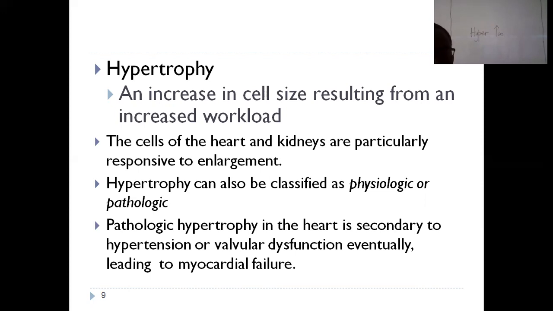Now, pathologic hypertrophy is usually secondary to things like hypertension and valvular dysfunction, which all eventually lead to what we refer to as myocardial failure, or MI, or leading to heart failure. So this is pathologic.